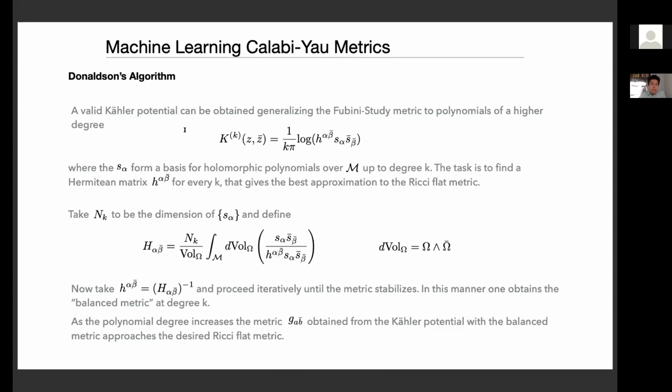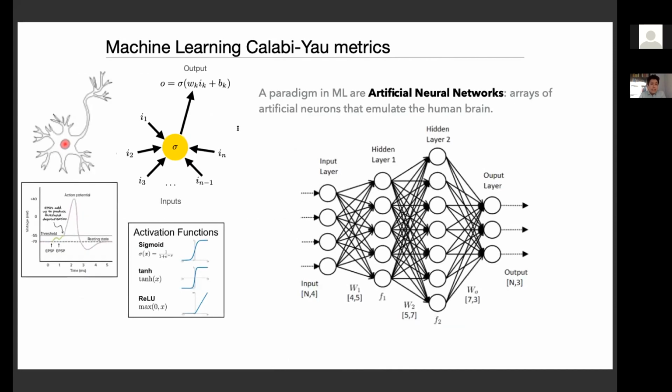This approach, of course, takes into account the Kaehler potential, and we want to follow a slightly different avenue. So let me first tell you what machine learning paradigm we are going to use. We're considering artificial neural networks. They are arrays of artificial neurons that emulate the human brain.